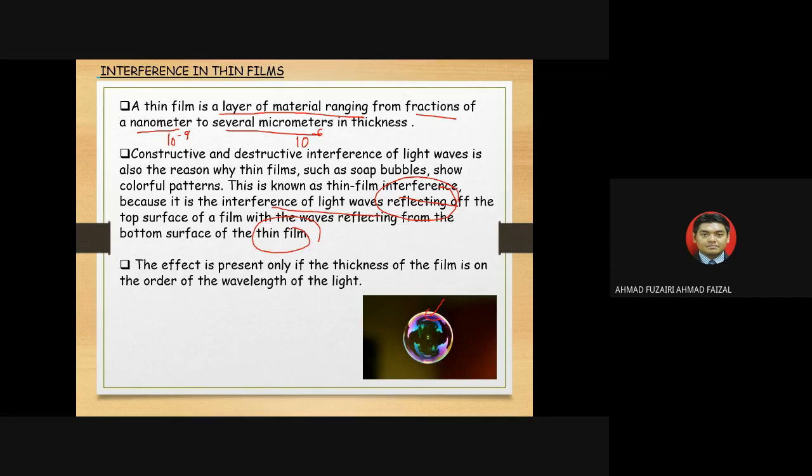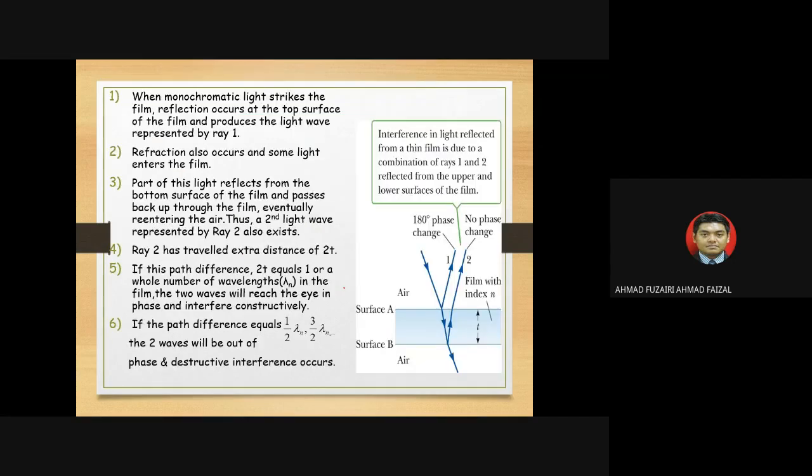There are a few surfaces on the thin film. So the interference occurs from the top surface and also the bottom surface of the thin film. The effect is present only if the thickness of the film is on the order of the wavelength of the light. Here there is surface A and surface B, with air around, and this is the thickness of the thin film.